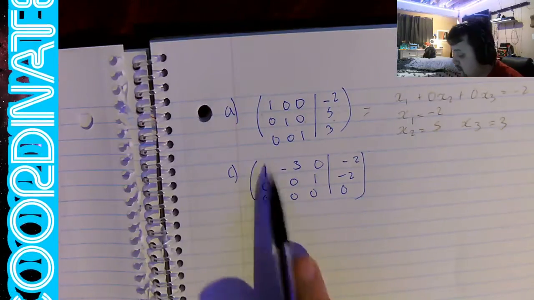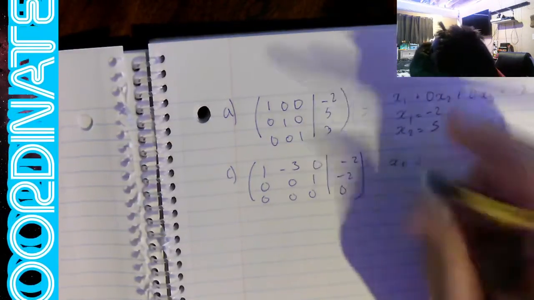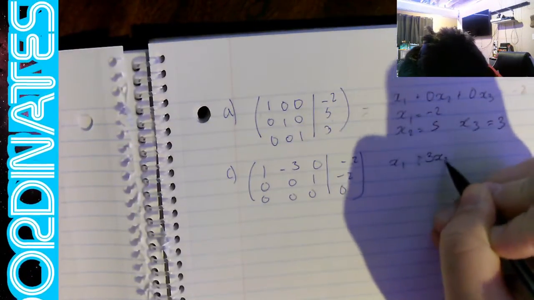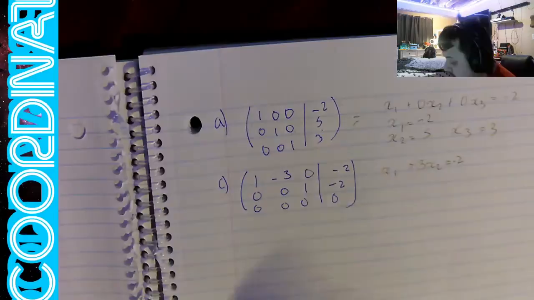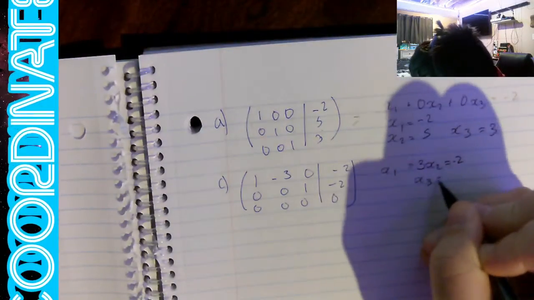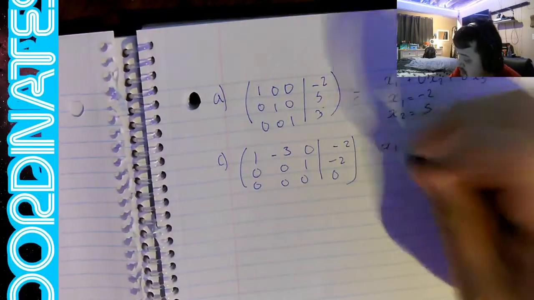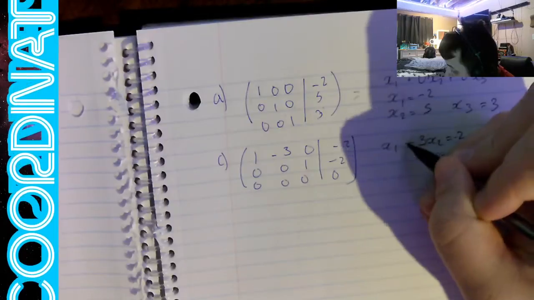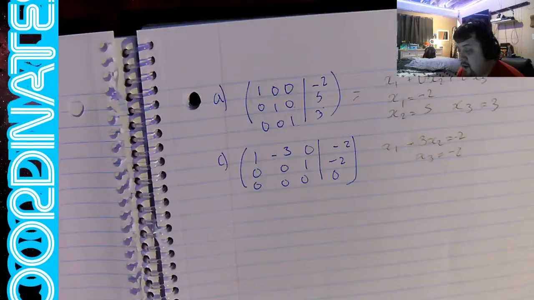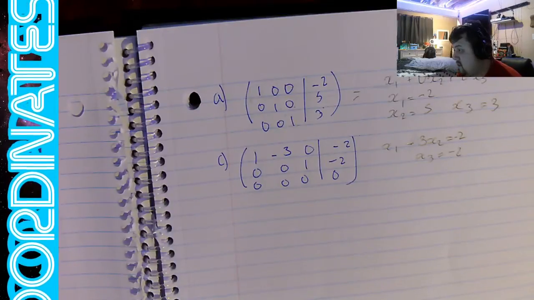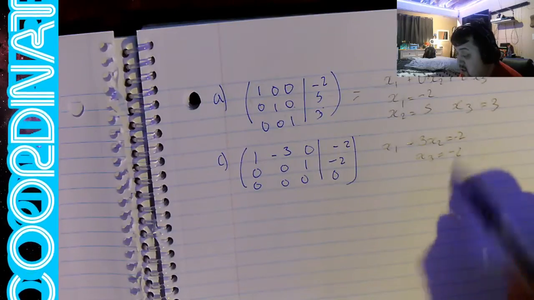Well, what this implies is that x1 plus negative 3x2 equals negative 2, and x3 equals negative 2. Well, what do we do about that? I'm going to make this a little bit neater for you quickly. It's kind of weird to imagine. How do you find the solutions for this one? You can't do anything, right? You can't move this here because there's no x3 up here.